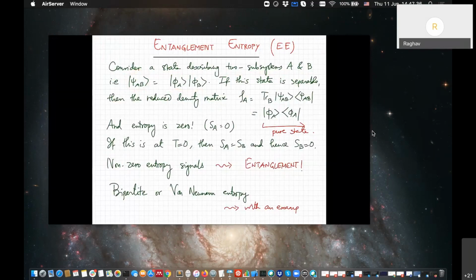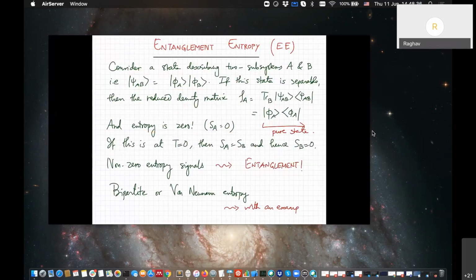Now, if the state is separable, that means once we trace out the B part, that is given by trace subscript B of this wave function. I remind you that the density matrix is just given by this, right? So when you trace over this state, you get rho A. And if rho A is equal to phi A like this, then rho A is known as a pure state, in the sense that this state will satisfy some properties, like trace of rho A will be equal to trace of rho A square and so on. So if a density matrix satisfies this property, then it corresponds to a pure state. So if this is like this, it's a pure state and the entropy is zero.